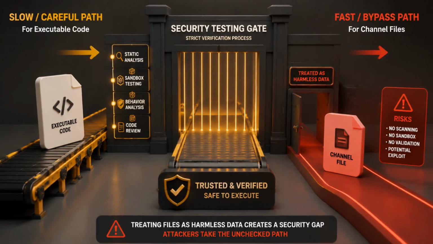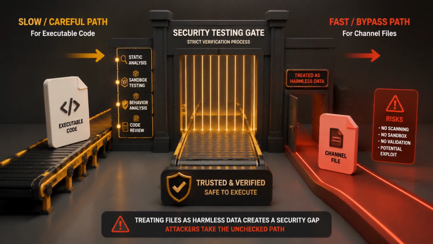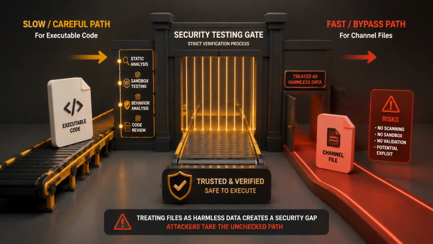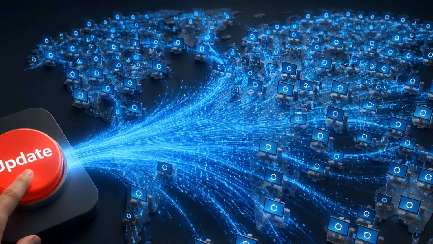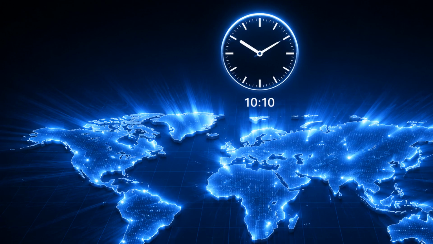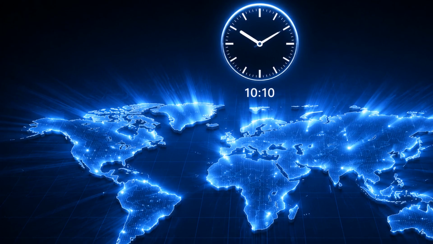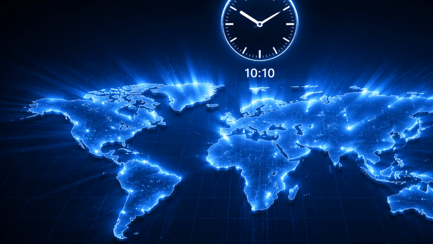Because these channel files were treated as harmless data rather than executable code, they bypassed the slow, careful testing that actual software updates receive. There was no small test group to catch the error and no gradual rollout to limit the damage. The update was pushed to everyone at once. One button press sent the update to every machine on Earth at the exact same minute, creating the fastest, most fragile deployment pipeline in history.